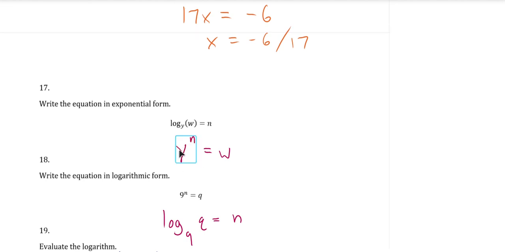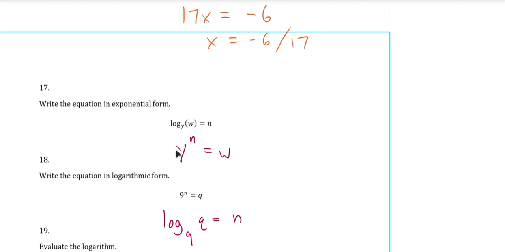And so this is going to be the inverse of log base y, which is y to the power of. Y to the power of the output is equal now to the input w, gives us our exponential form. In the exact same fashion, if we have a 9 in the base of the exponent, we would want a 9 in the base of the logarithm. The output here would become the argument of the log, and the n here, the input to the exponential, will become the output of the log.